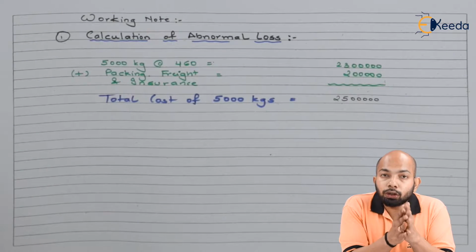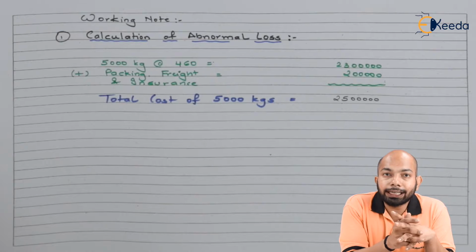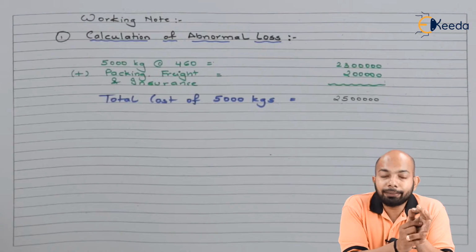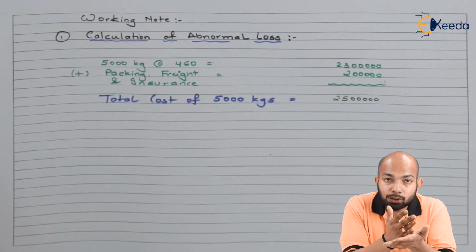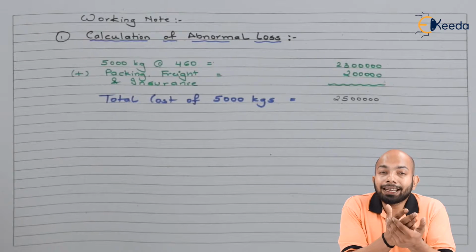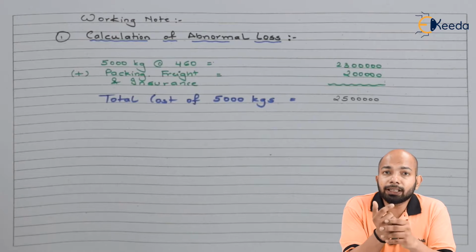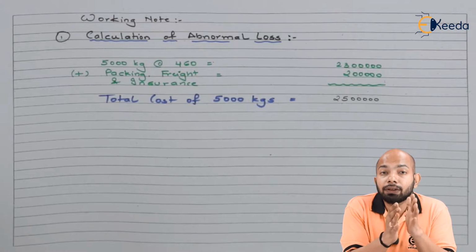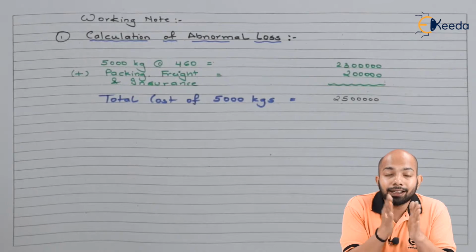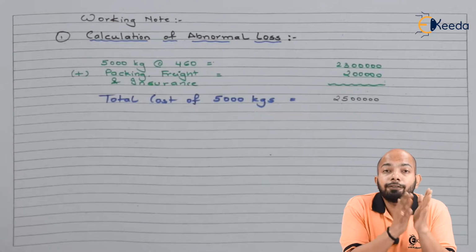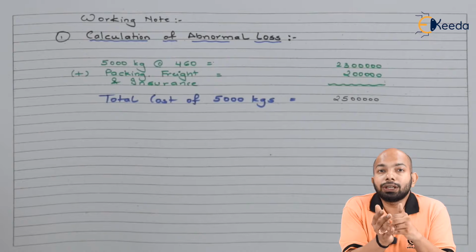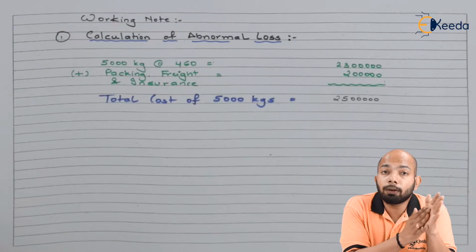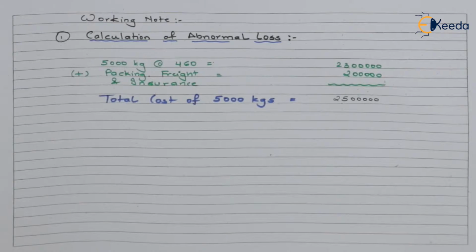So if you can see, the total cost of 5000 kilos has been calculated. That means the first consignment that you have to see is 5000 into 460, that will give you 23 lakhs total. And the other packing freight expense that has been incurred by the consigner has to be added, that will give you a total of 25 lakhs. Now this is the total of 5000 kilo. On this basis itself, you will further go ahead and evaluate the calculation of abnormal loss now.